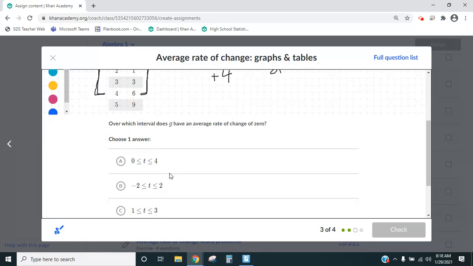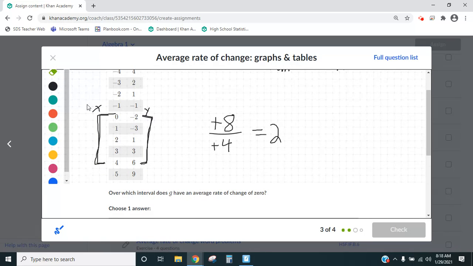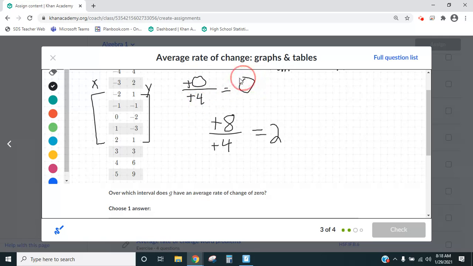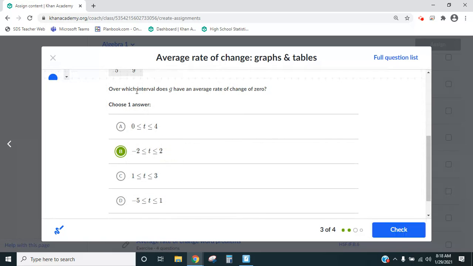From negative 2 to 2. What happened to the y coordinates? Remember, these are the y's, these are the x's. No change. It went up nothing, right? And the x's went up 4. But what's 0 divided by anything? 0. So it says only choose one answer so that we know we're done.